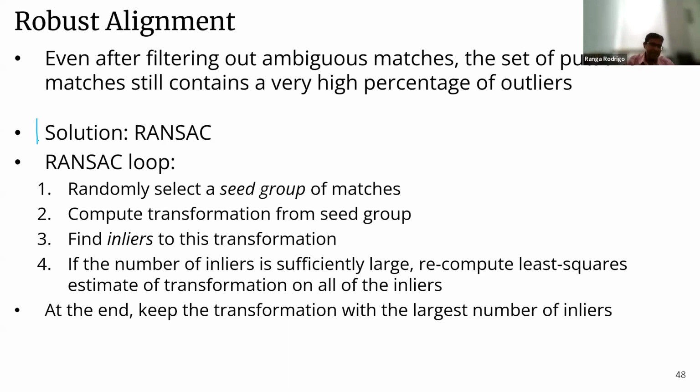Randomly select a seed group of matches, and compute the transformation from that seed group. In the line matching case, maybe we use two points as a seed group and compute the line, and then use that line to see how many of them agree. This is called the consensus. Find inliers to this transformation. If the number of inliers is sufficiently large, we compute a least squares estimate of the transformation on all the inliers. At the end, keep the transformation with the largest number of inliers.